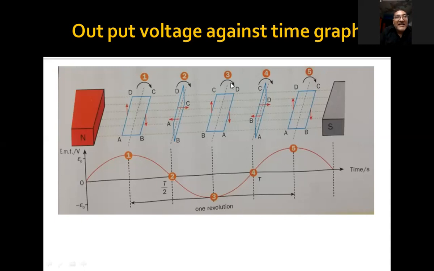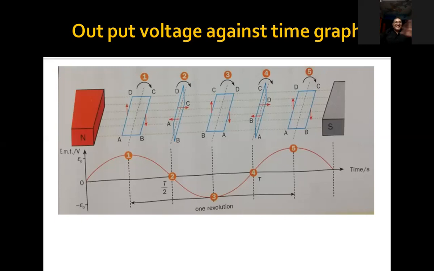Here in diagram number 3, the coil is rotating clockwise. Now, again, it is vertical. But this time, the BC, oh, sorry, I was here. Yeah. So the coil was rotating clockwise. And in the third diagram, you can see the coil has again become horizontal.